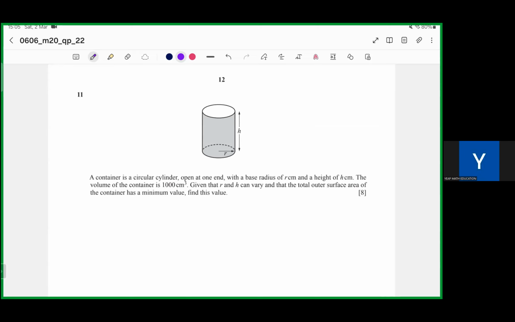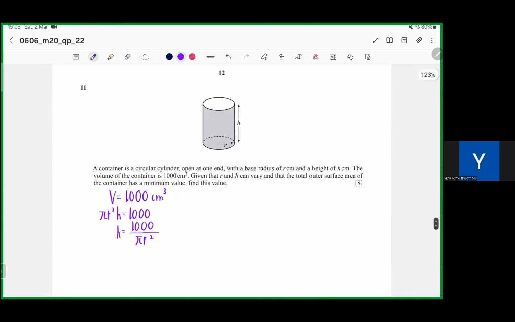Okay. Now we need to take 1000 cm cubed, right? As we know, the volume of the cylinder formula is pi r squared h equals 1000. So h equals 1000 over pi r squared. Now you have already solved it, you will get 1 mark.